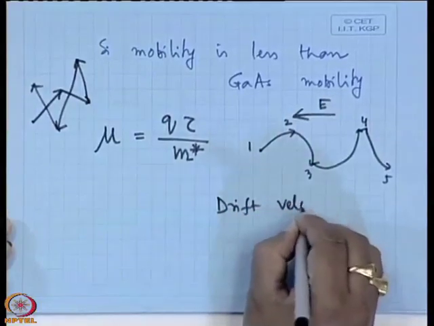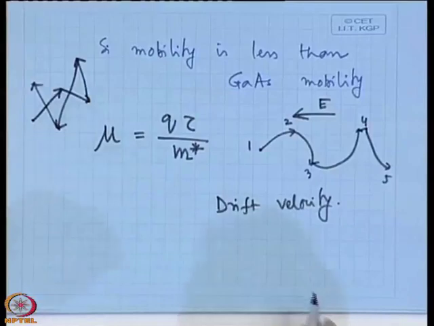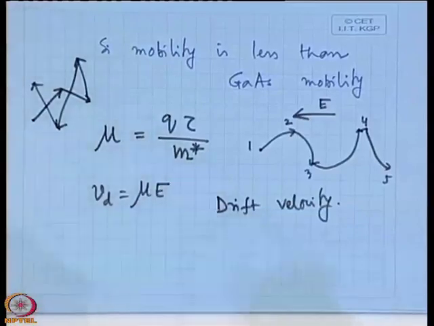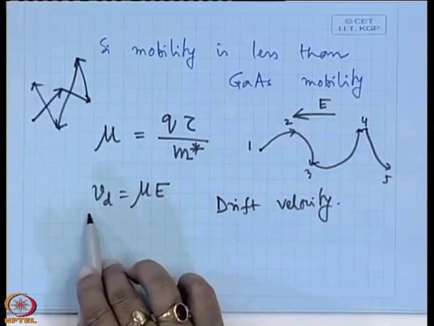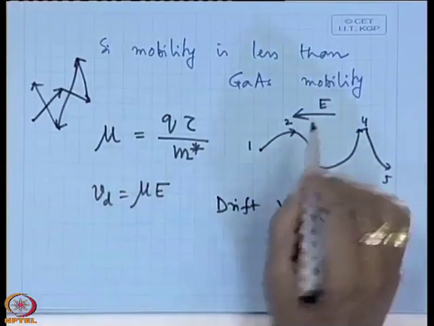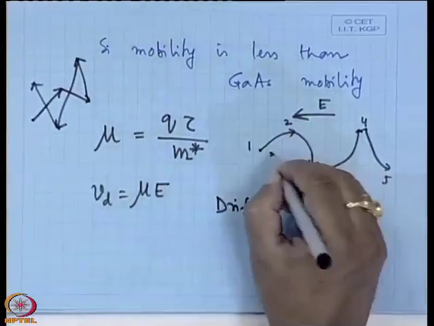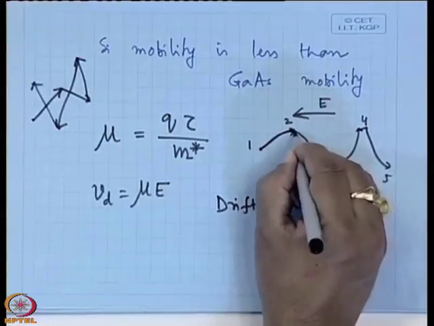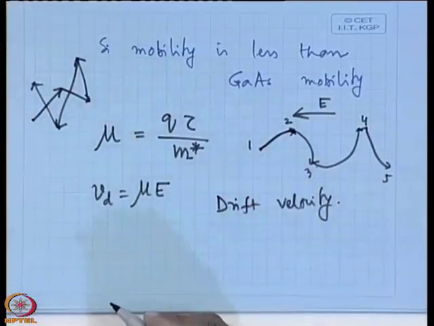But in presence of electric field, they have a velocity which is known as the drift velocity. And this drift velocity V d is equal to mu into E. E is the electric field, mu is the mobility and V d is the drift velocity. Right? Now, between these two movements, suppose it is from 1 to 2 point, look at the board, it is 1 to 2 and then from 2 to 3, why does it bend? Why is it not moving straight? Due to collision. Yes, it is because of the collision. Something is there at point 2.